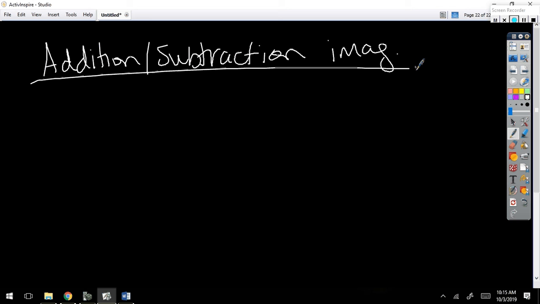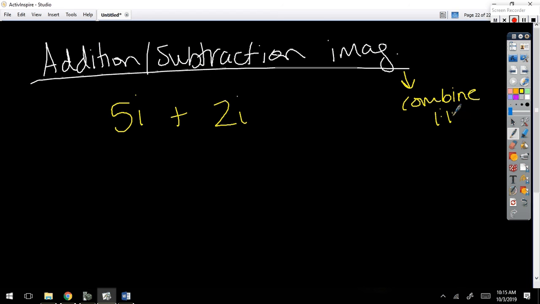If they're already imaginary numbers, so let's say 5i plus 2i. What do you think you do? Well, how do you combine those? 7i. It's just like any other. You just literally combine like terms. If that was 5x plus 2x, what would you do? Yeah, you do the exact same thing. So this would be 7i. We're going to talk about multiplication being different.